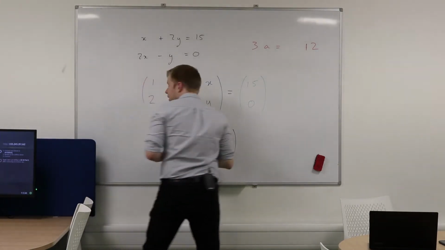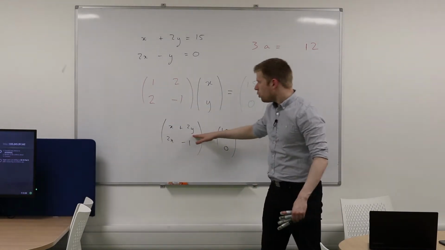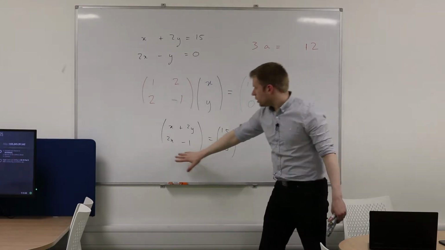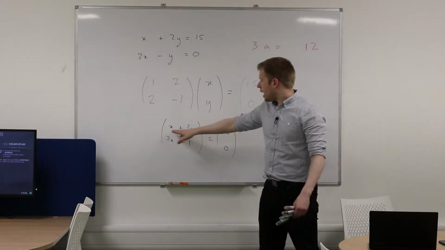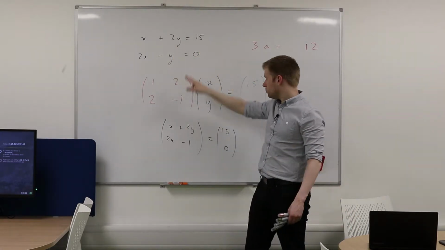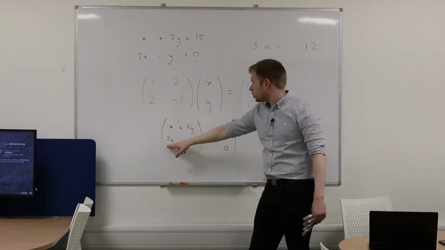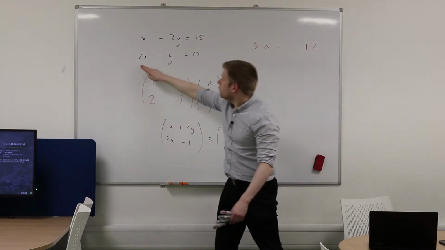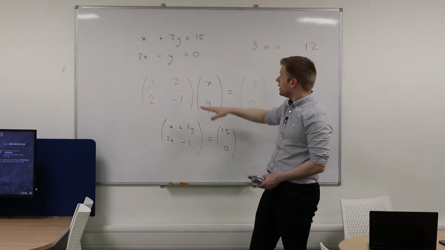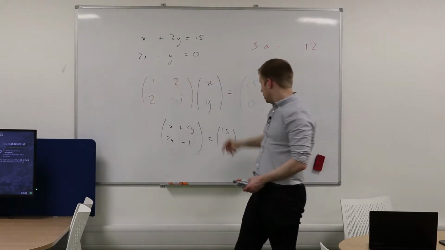Can you see that the top row, that element there, must be the same as that element there because there's an equals in the middle? So this matrix has to be the same as this matrix. Therefore, that has to be the same as that. So x plus y must be the same as 15. And also that must be the same as that. So 2x minus y must be equal to 0. Does that make sense? Are you satisfied that that is literally the same as this?